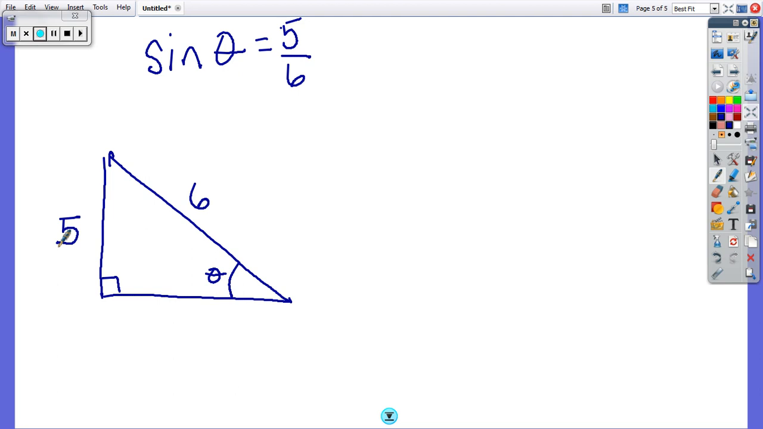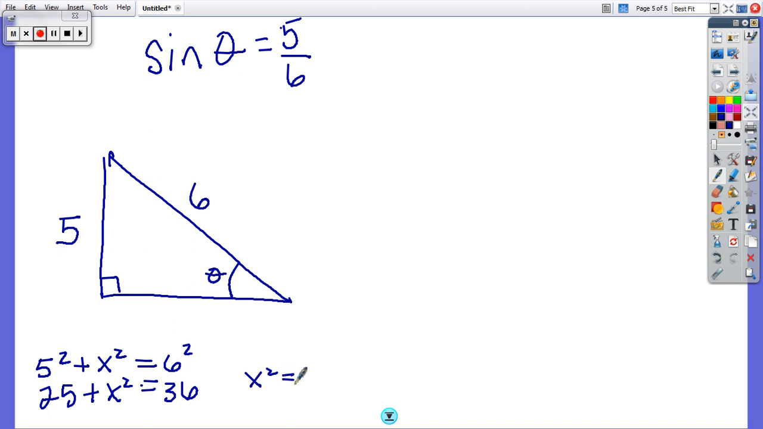And now I can use Pythagorean theorem to find the length of this last side. So I would do 5 squared plus x squared, because I don't know what it is, equals 6 squared. 25 plus x squared equals 36. So that means that x squared is equal to 11. So that means that this has to be the square root of 11, since I know it can't be a negative number. Now you have your triangle. So now you should be able to find cosine, tangent, cosecant, secant, and cotangent. Try it.